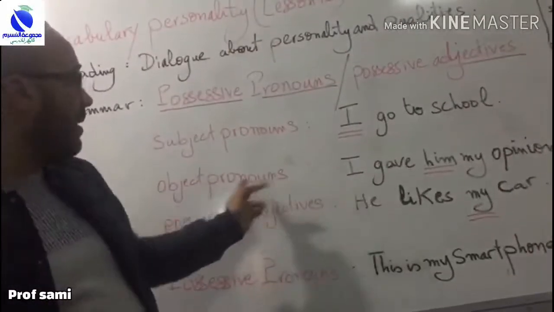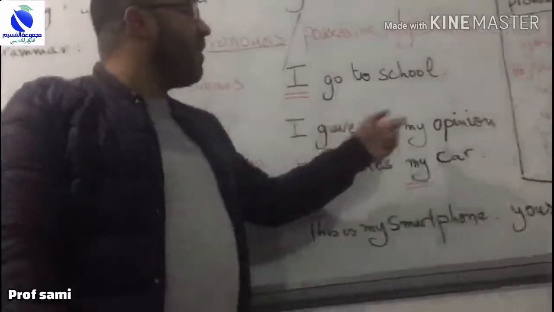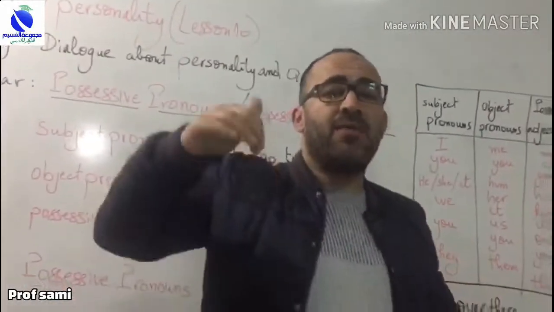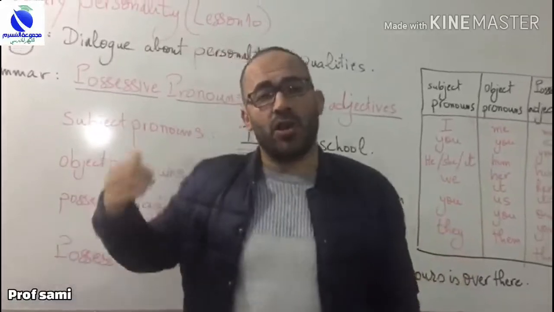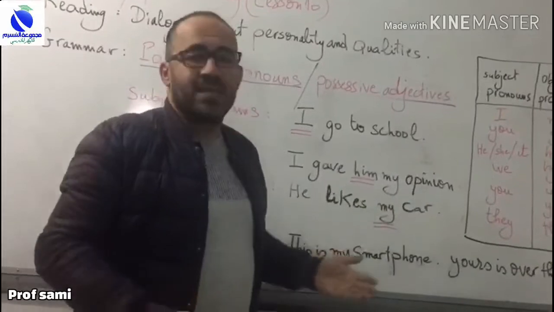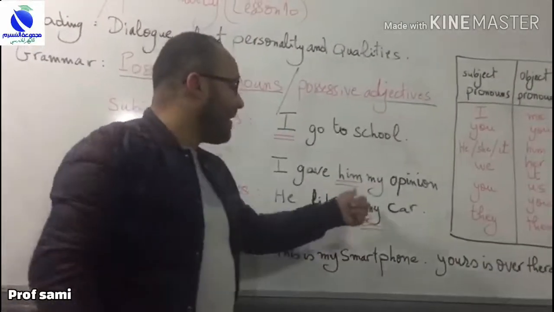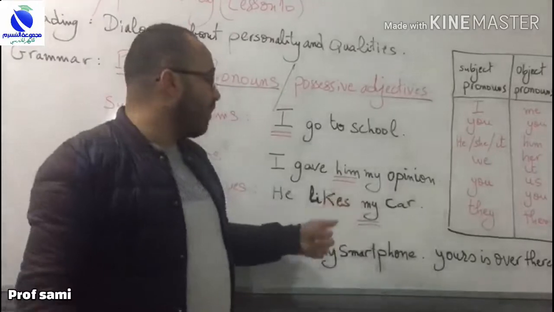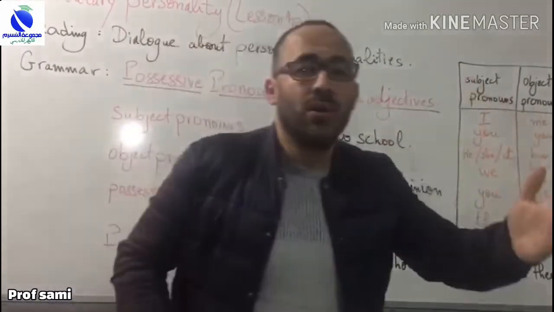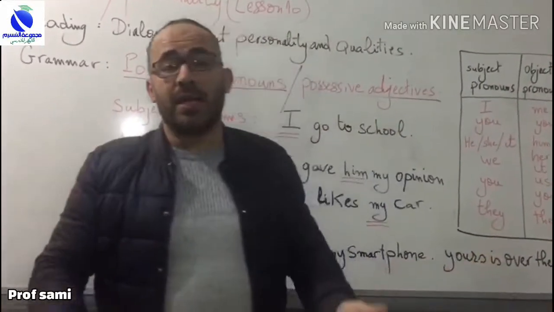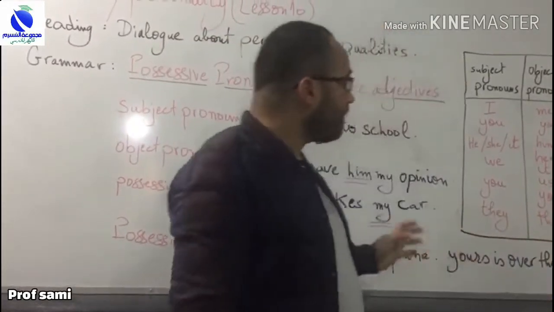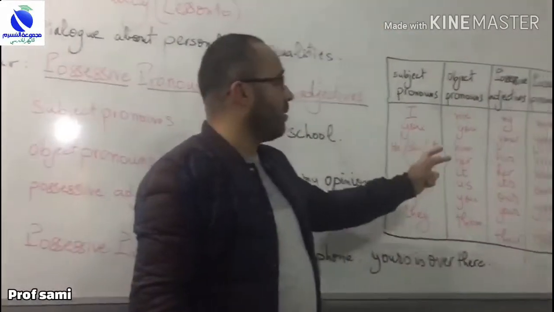And an example here, object pronouns: I gave him my opinion. So I gave to him. So this is an object, it replaces the object. So it is called object pronouns because this pronoun is replacing the object. For example, we say, I give you, I give her, I give it, I give them, I give you, give us, okay? So this is for object pronouns.